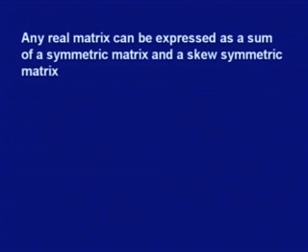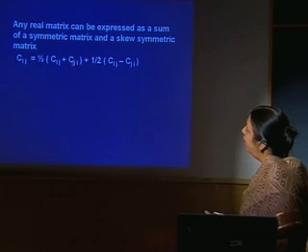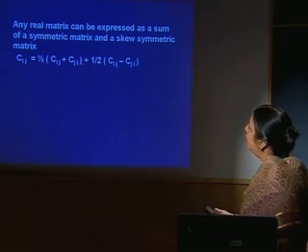Now, this is an important result. It states that any real matrix can be expressed as a sum of a symmetric matrix and a skew symmetric matrix. Now, this can be proved easily. What we do is, a typical element c_ij of the given matrix can be written as half of c_ij plus c_ji plus half of c_ij minus c_ji. That means, what I have done is I have added and subtracted c_ji and the result is c_ij. So, I have manipulated c_ij in this particular manner.